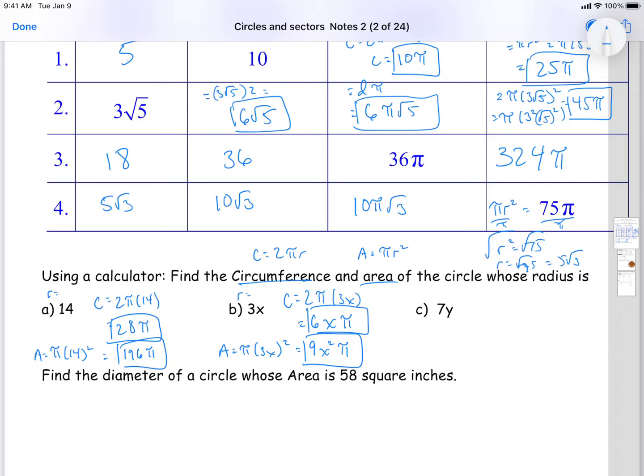So, understanding that, do number 7 for me. I said number 7, I mean part C. Sorry. Still a bit early.